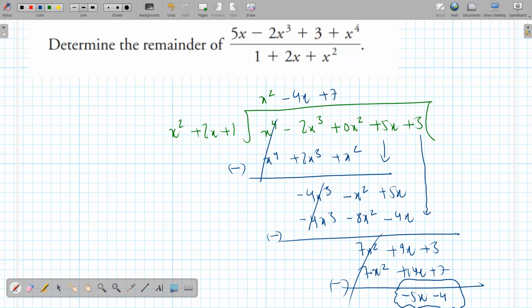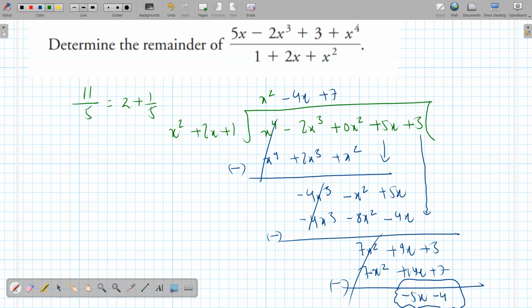Is that good? Yeah. So they're asking us for the remainder, right? So you can write this as this. Again, the notation is kind of tricky. Always remember this, right? Something like this. 11 over 5 is 2 plus 1 over 5.